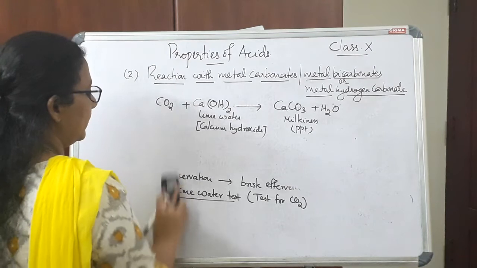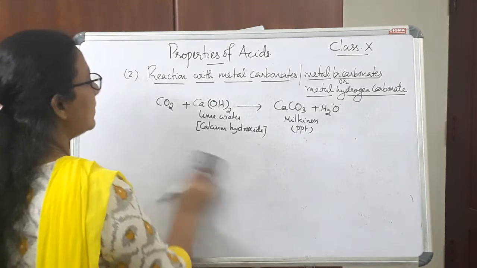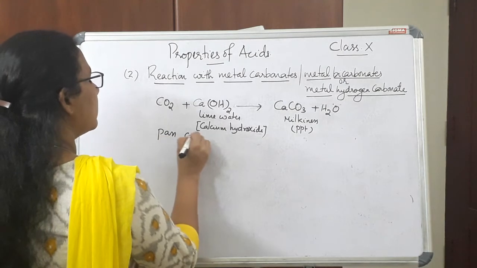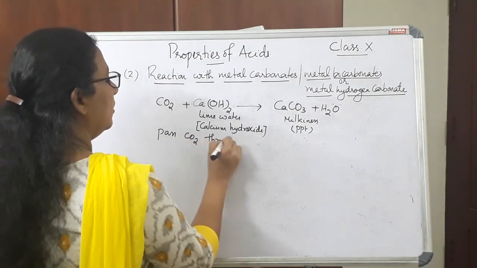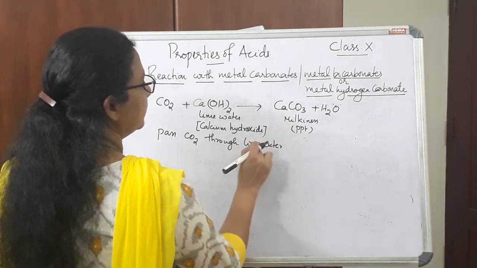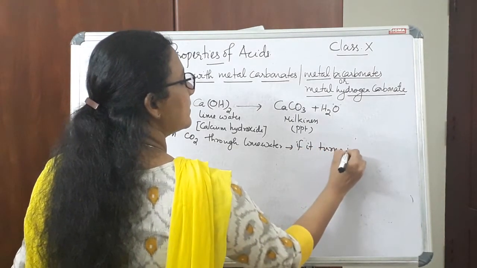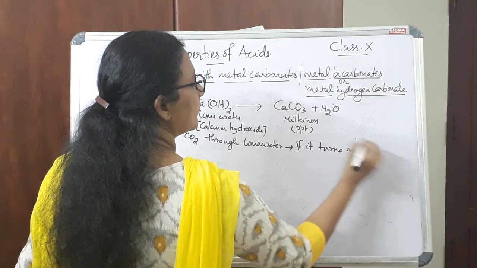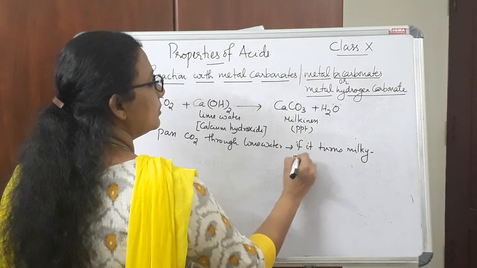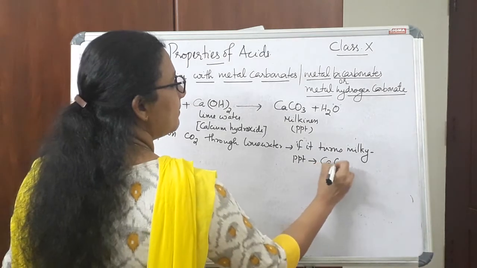So in this case, we need to pass carbon dioxide gas through lime water. If it turns milky, the produced gas is carbon dioxide. The milkiness, or the precipitate, is due to the formation of calcium carbonate.